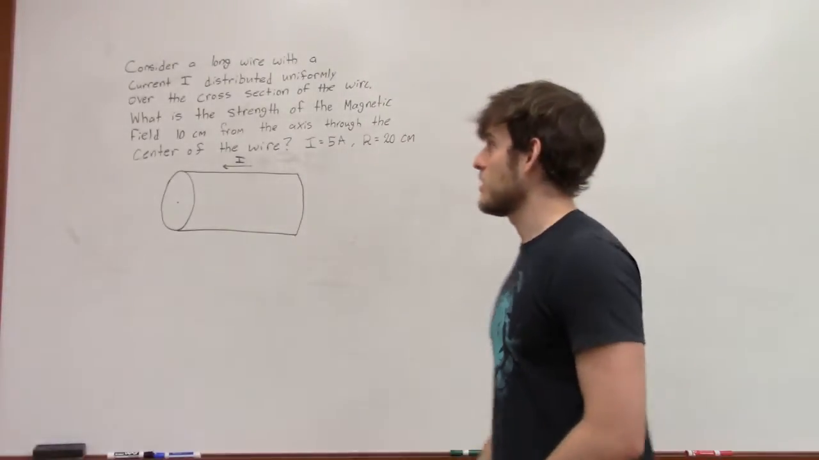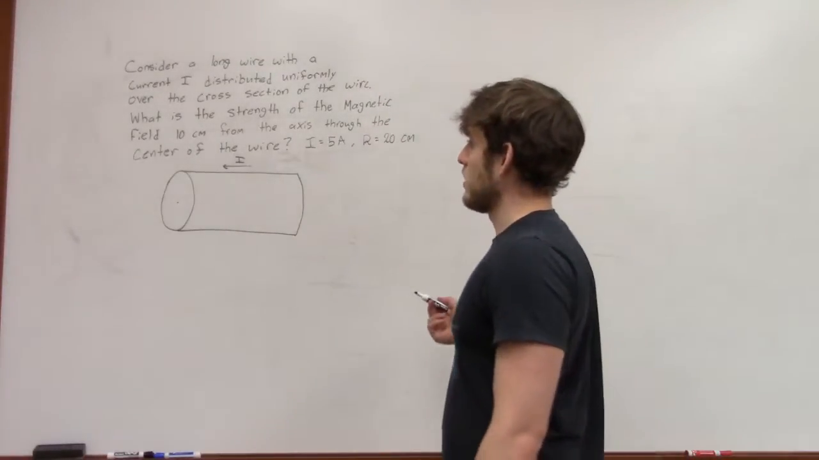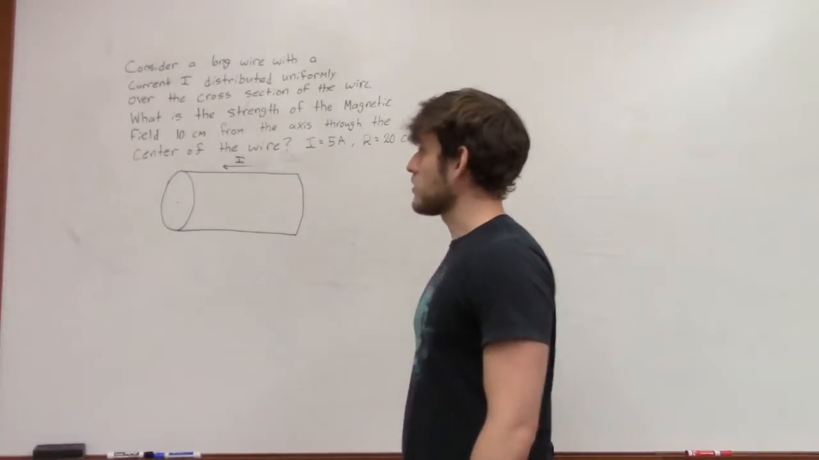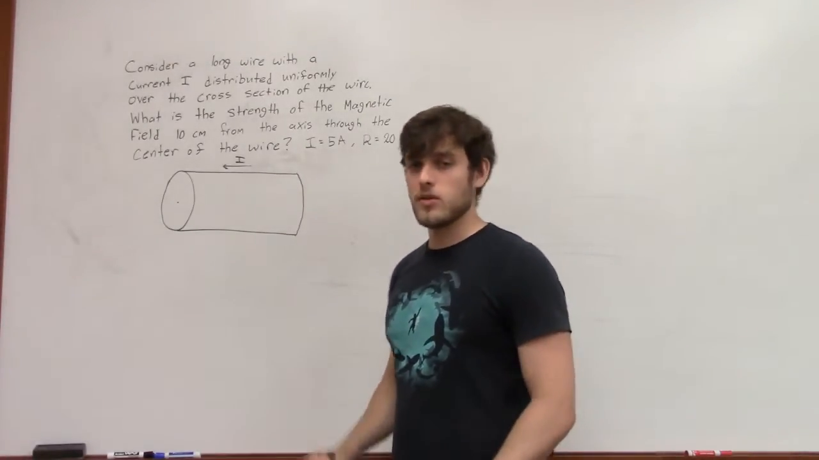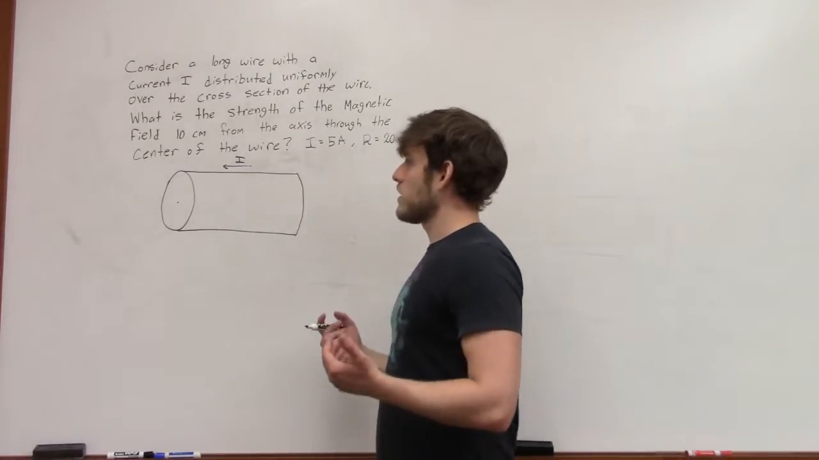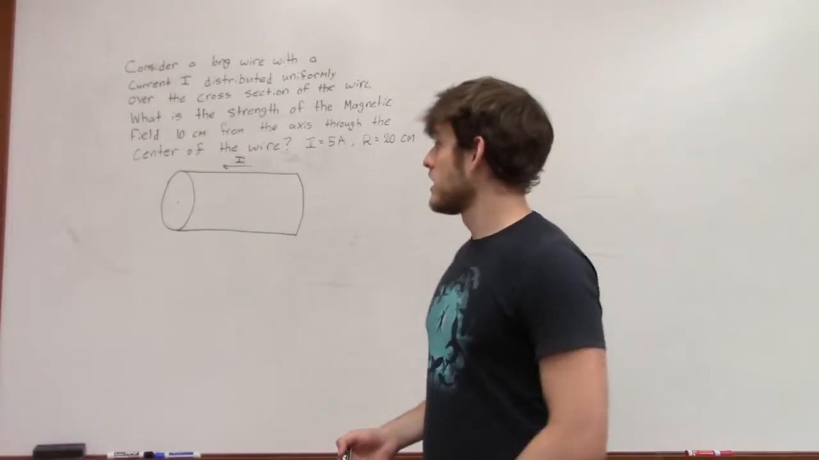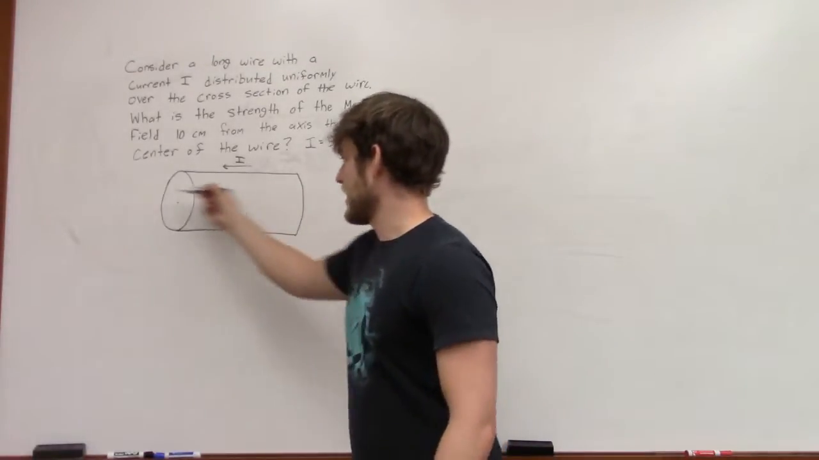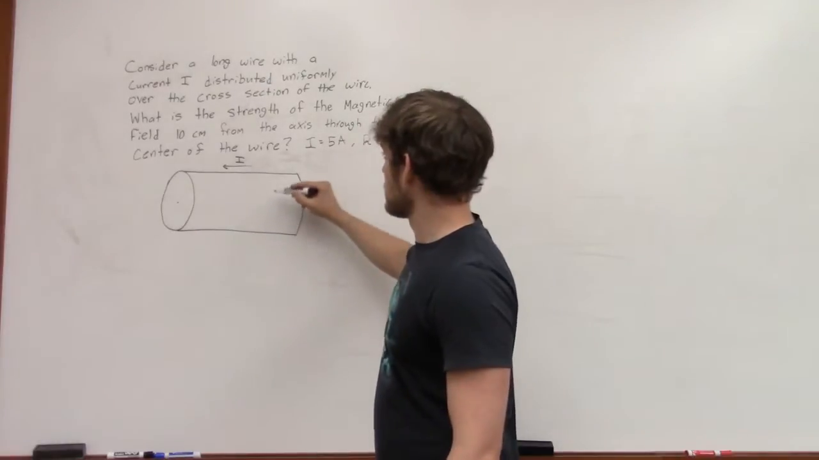Okay, now in this problem, we want to consider a long wire with a current I. It's moving this way, and the current is distributed uniformly over the cross-section of the wire. We want to find out what is the strength of the magnetic field 10 centimeters from the axis through the center of the wire, so this axis. So 10 centimeters from that.